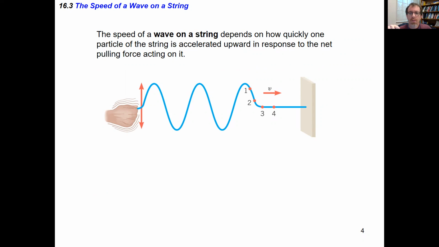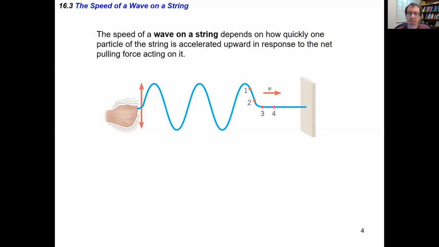We could just do an individual snap, a wave pulse. But the speed with which that wave pulse moves depends on how tight the string is. The tighter the string is, the faster this pulse is going to travel. And it also depends on how dense the string is, how massive it is.